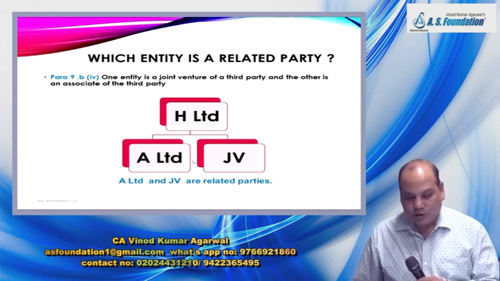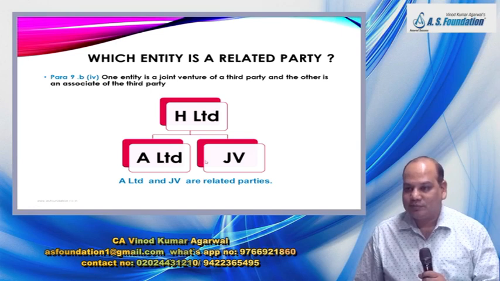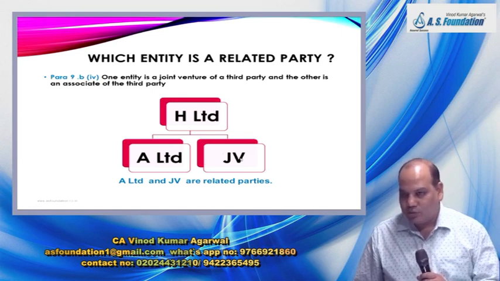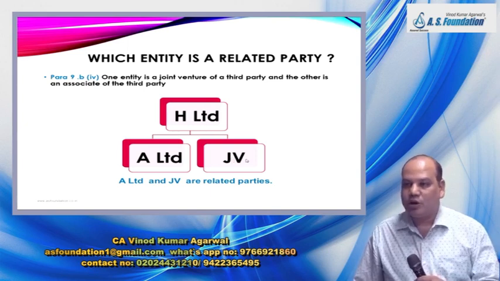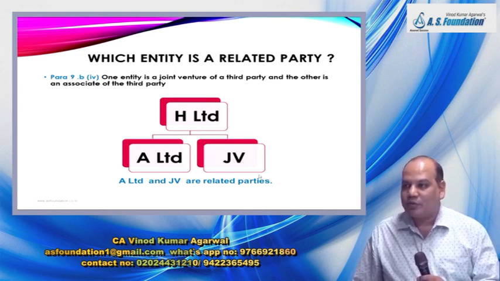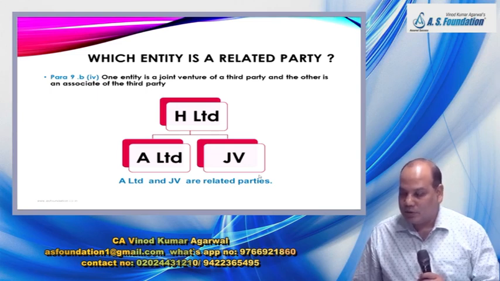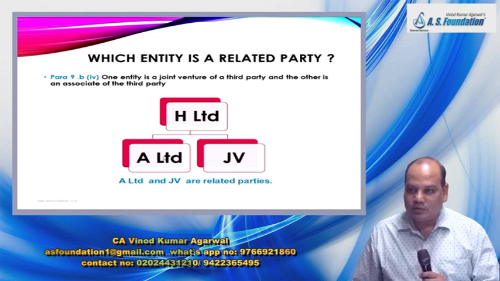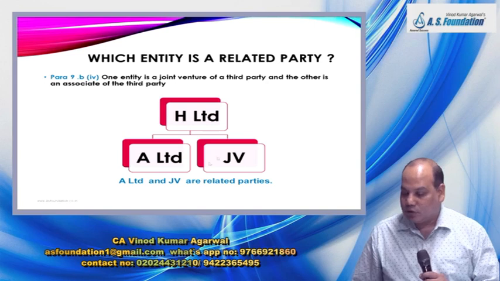Now, why is this kind of relationship also brought into discussion? H has joint control over it. So now in this standard, one more thing is that whenever there is a joint control or control relationship, and you are somewhere connected there, then you also become related parties there, because H has joint control. It can ask JV to enter into a transaction with A. Correct? So they will be influenced by each other through H Limited. So therefore this is also covered.